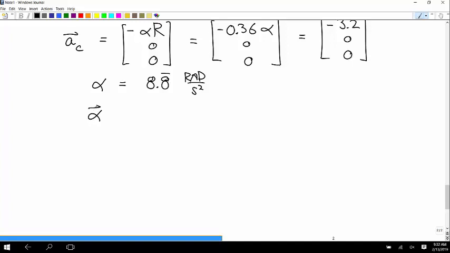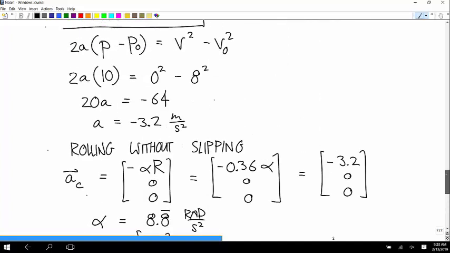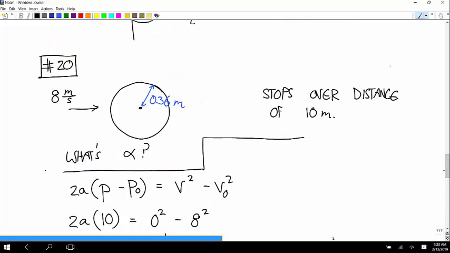And so the angular acceleration vector is 0, 0, 8.8 repeating, in radians per second squared. Now we have to think, I mean, you don't have to do this, but it's a good idea to go back and think about whether the sign makes sense that we got.